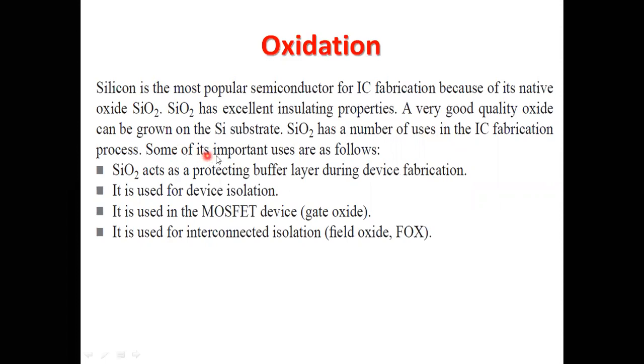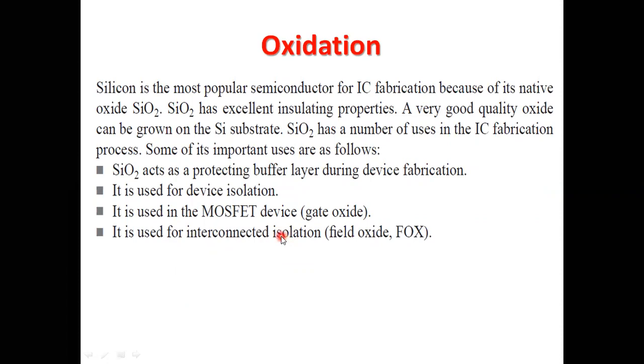Some of its important uses are: SiO2 acts as a protecting buffer layer during device fabrication. Next, it is used for device isolation. It is used in MOSFET devices as the gate oxide. That MOSFET device contains a gate oxide, so this gate oxide is made of silicon dioxide. It is used for interconnect isolation, that is the field oxide, FOX, which can also be made using silicon dioxide.